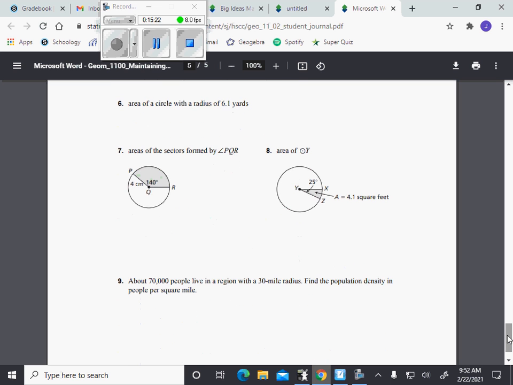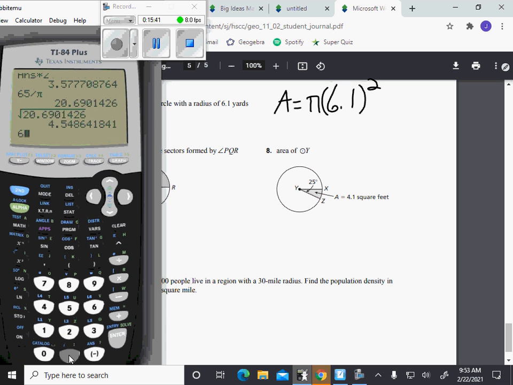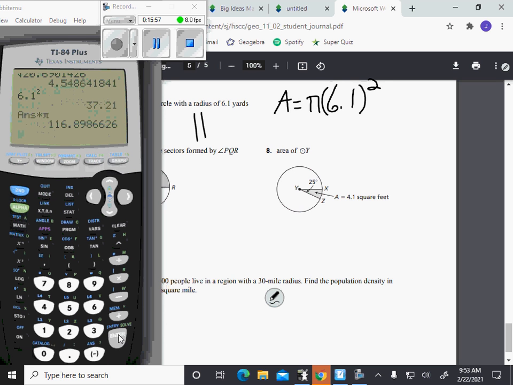Okay, I'm going to erase my work up here. Number 6, we want to find the area of a circle with a radius of 6.1 yards. So we want to find the area. It's equal to pi r squared, with a radius of 6.1. So 6.1 squared times pi, that'll give us our area. 116.9 yards squared.